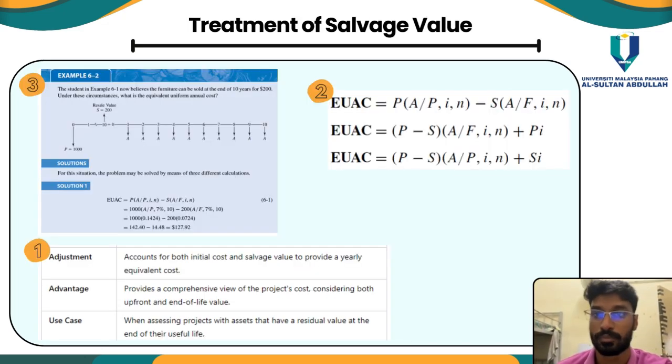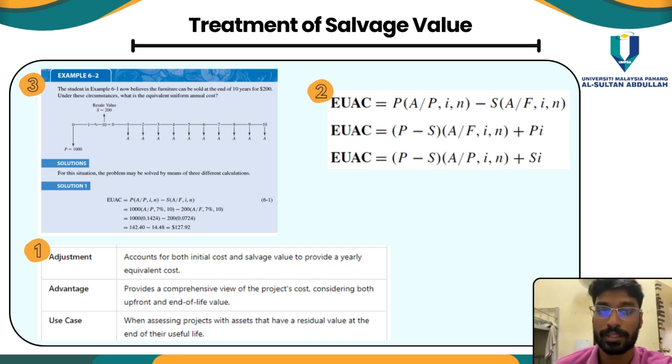We may wonder why we have to include the treatment of the salvage value in the overall process. This adjustment accounts for both initial cost and the salvage value to provide a yearly equivalent cost. The advantage of it is it provides a comprehensive view of the project cost, considering both upfront and end of life value. The case for this is when assessing projects with assets that have a residual value at the end of their useful life.